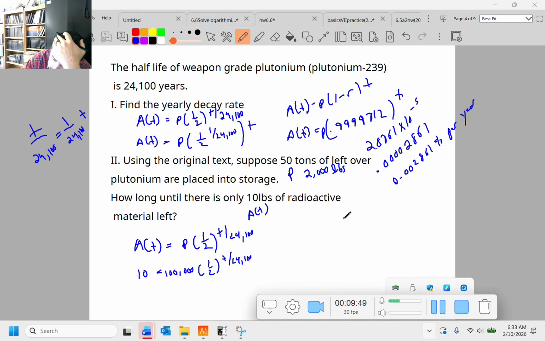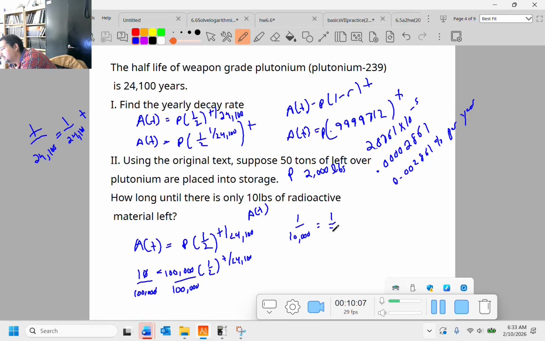All right. Now, kind of the same process we've been doing. We're going to divide out our 100,000, because you have a 0 that cancels. It just becomes 1 over 10,000. So 1/10,000th is 1/2 to an exponent of t over 24,100. And then we do some math, kids.